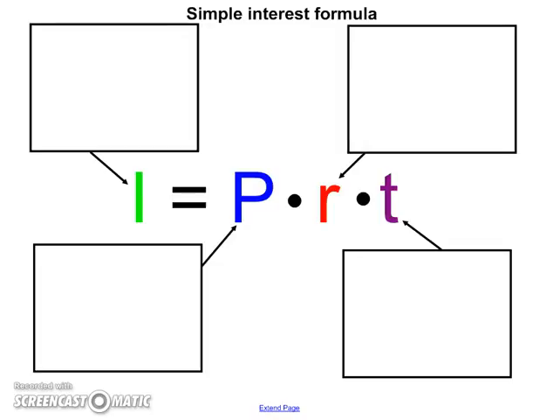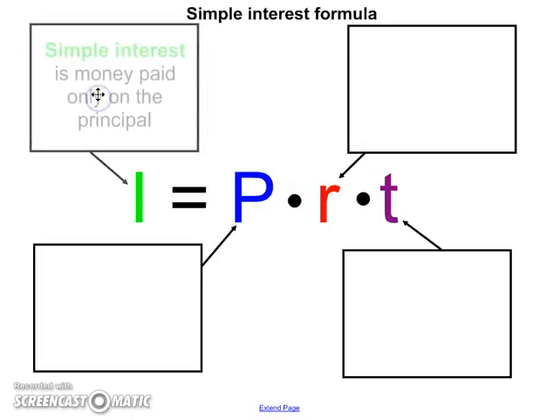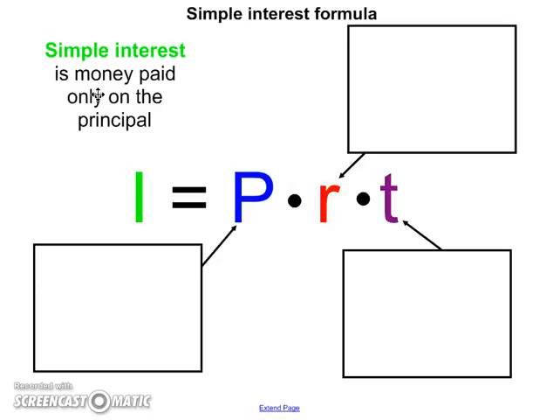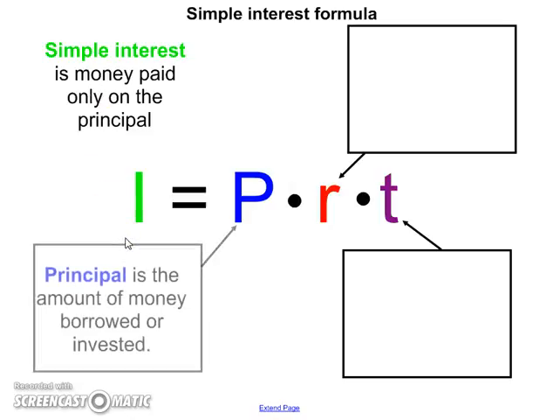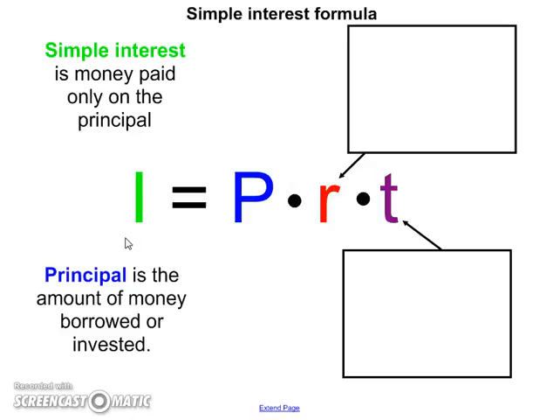Here it is, I equals P times R times T. Each of the letters, which I've color-coded here on this demonstration, represents a value. I is the simple interest, that is the money that is paid or earned by the loan. P is what we call principal. It is the amount of money that is borrowed or invested.